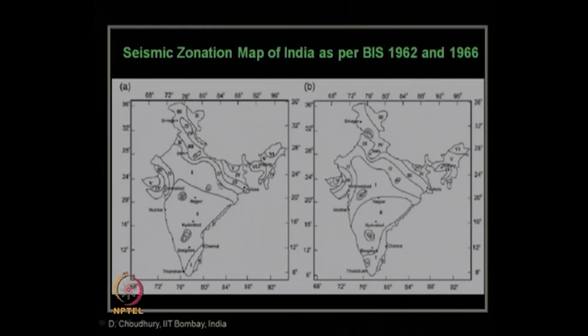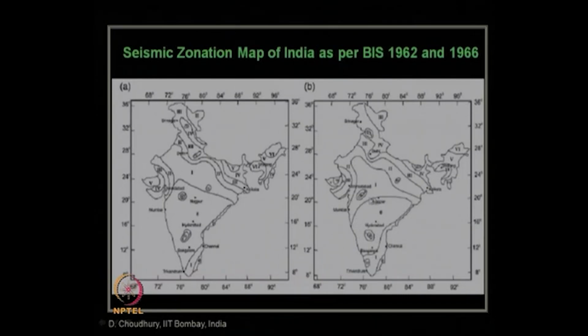Then that code was revised in the year 1966. So, figure B shows the IS code 1893 part 1, where the seismic zonation map has been changed in the year 1966. Again the same zone 1 to 6 were considered for entire India, but you can see some of the zones in this western part like in Rajasthan etc., which were earlier in zone 1, now they have changed to zone 2. Can you see? So, there are several other changes as well, like here the zone 5 and zone 6, their zonation demarcation has been changed.